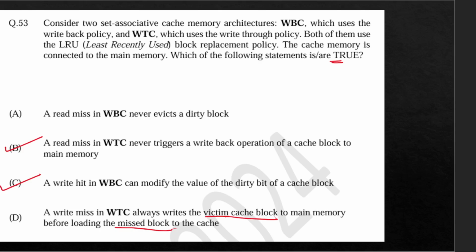Okay, so when there is a write miss in WTC, it means that the data we are trying to write is not in the cache. Now we may want to upload it into the cache, or we may not. Suppose we don't want to bring it into the cache, then we can directly modify the main memory. However, if we decide to bring it into the cache, then we may or may not need to replace the victim block depending on whether the cache is already full or not. So that is why this is also false. So we can say here that options B and C are the only correct ones.